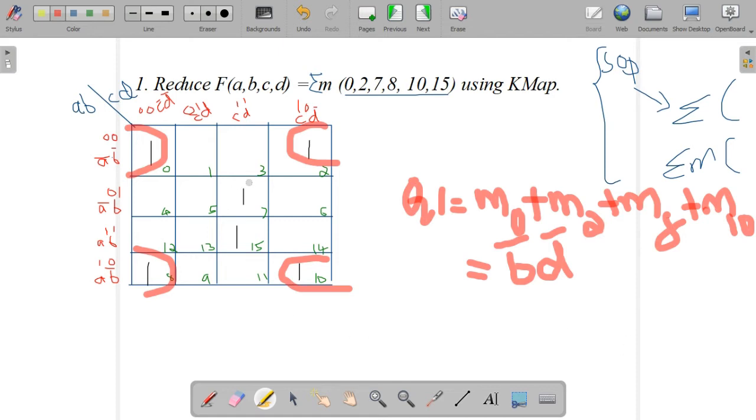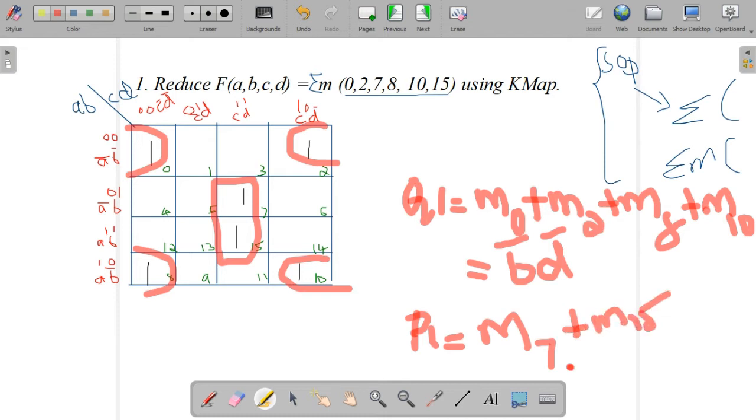Next you have to find whether any other quads are possible. No, it is not possible. Only 2 values are there, so we can make it as a pair. Pair 1: M7 plus M15. How will you write the expression? In this, which one is changing the state? A dash is changing. So we write B, C, D. So we got the expression.